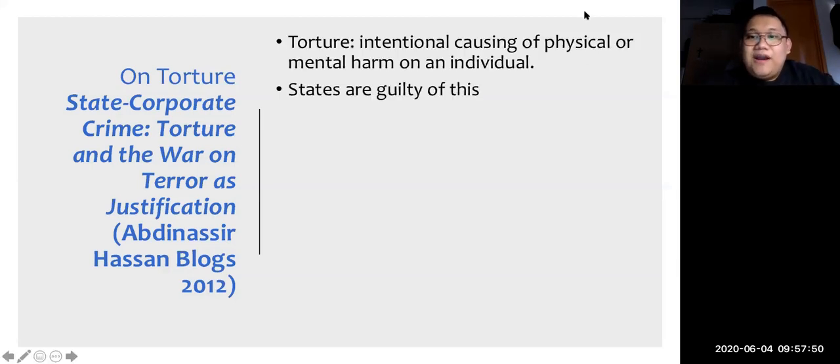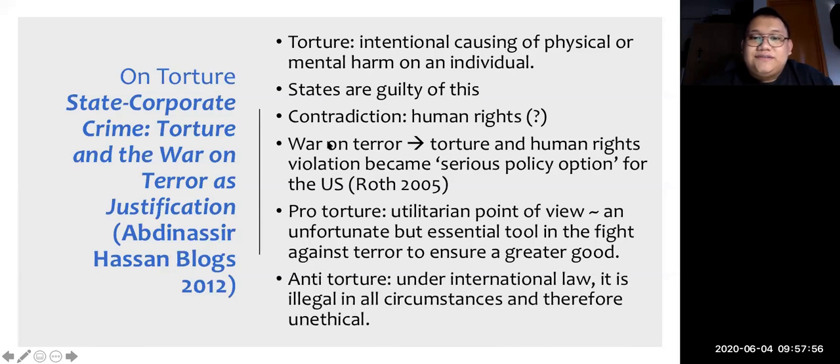So sabi rito sa blog na to, written in 2012, this is what torture is. Okay? Intentional causing of physical or mental harm on an individual. So maraming kinds of torture, no? Of course, you have the gruesome forms of torture, no?